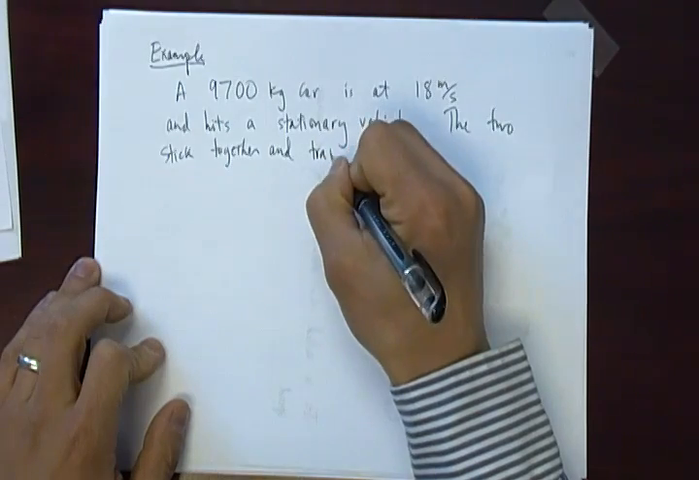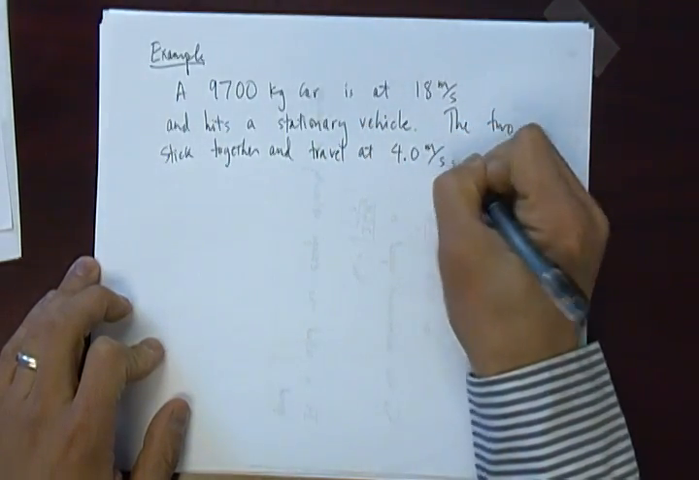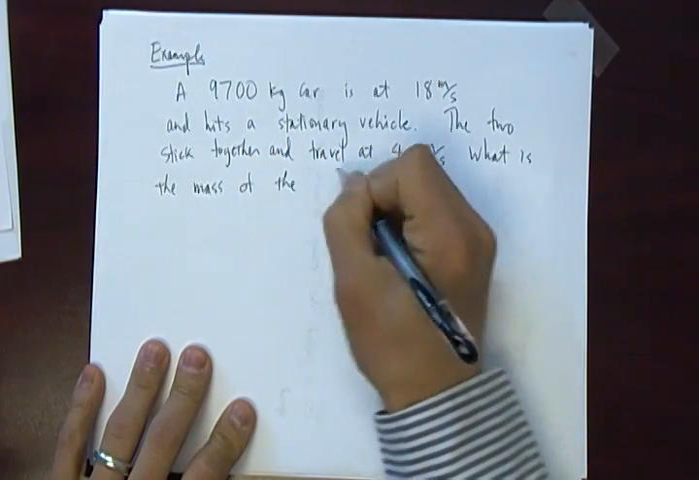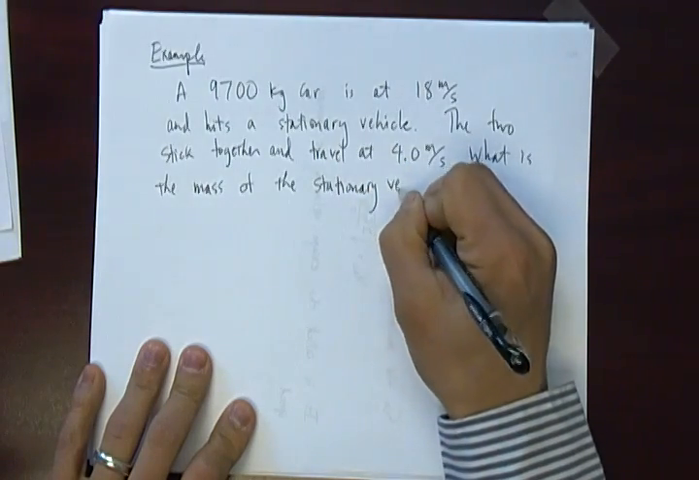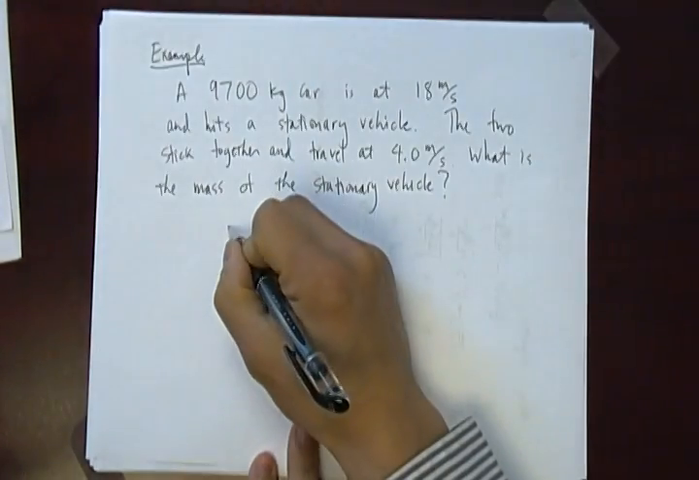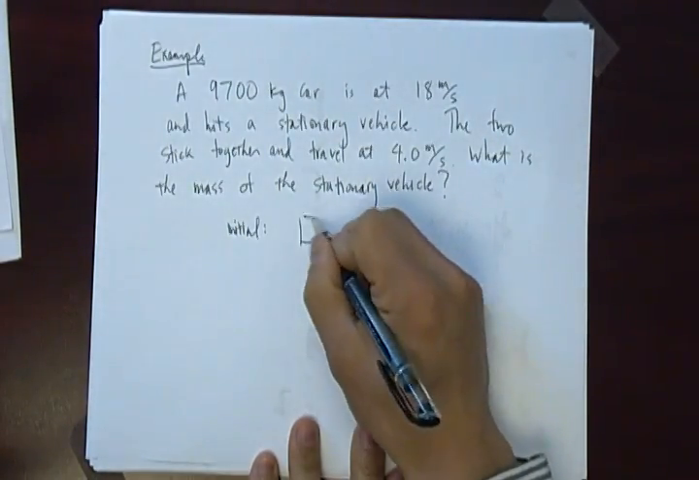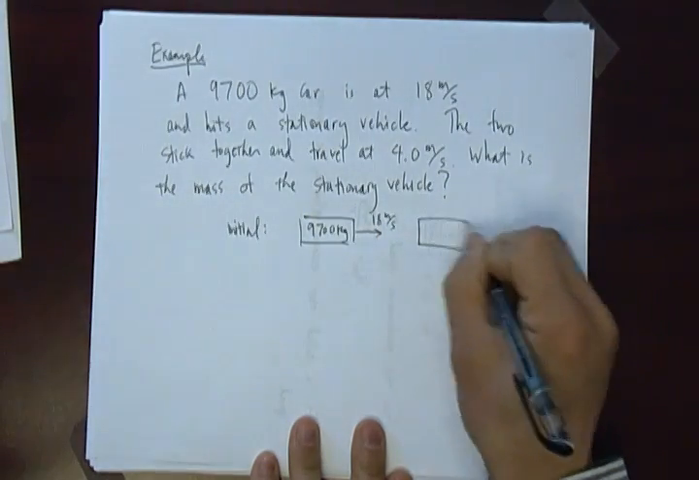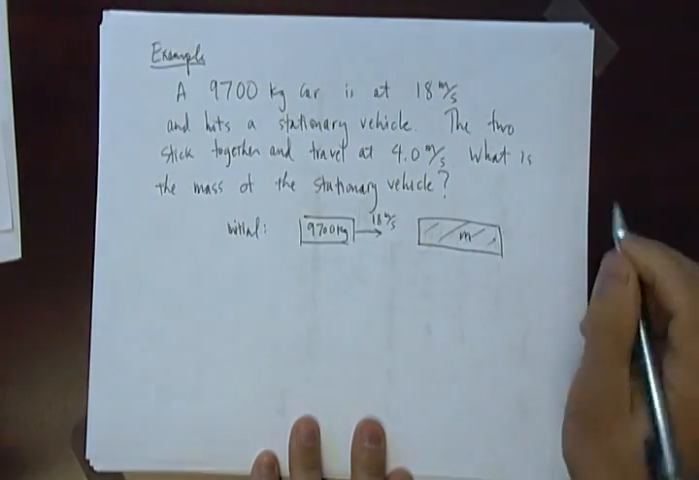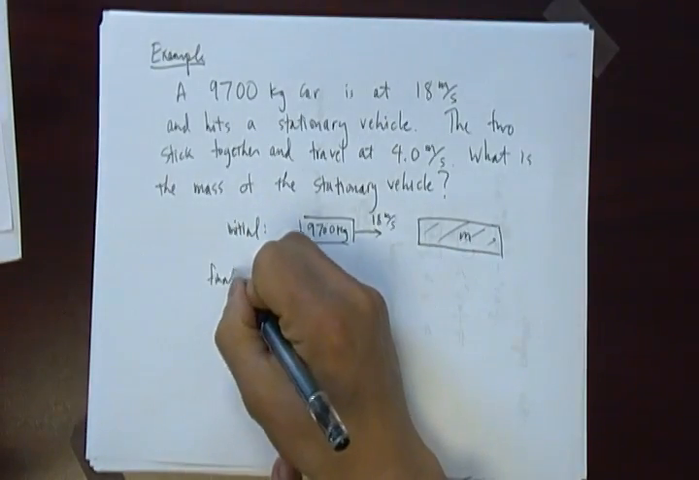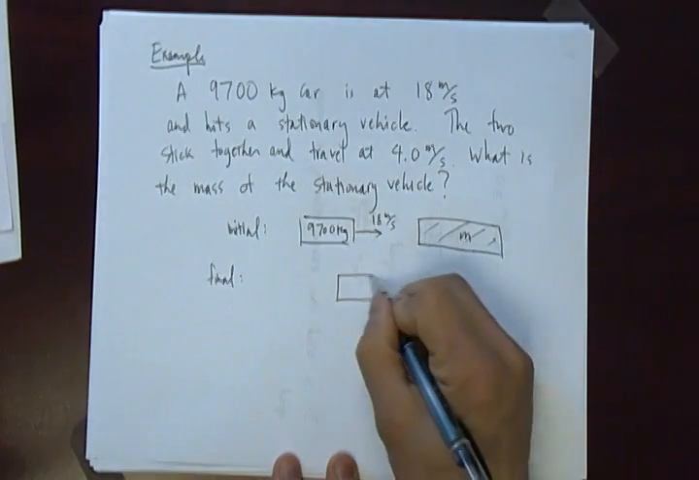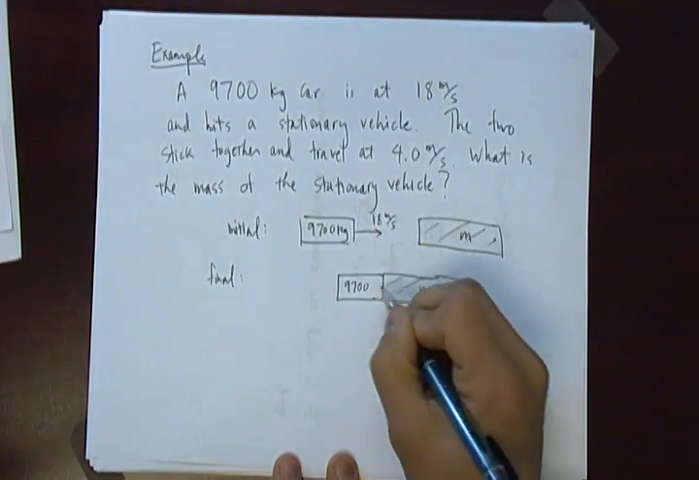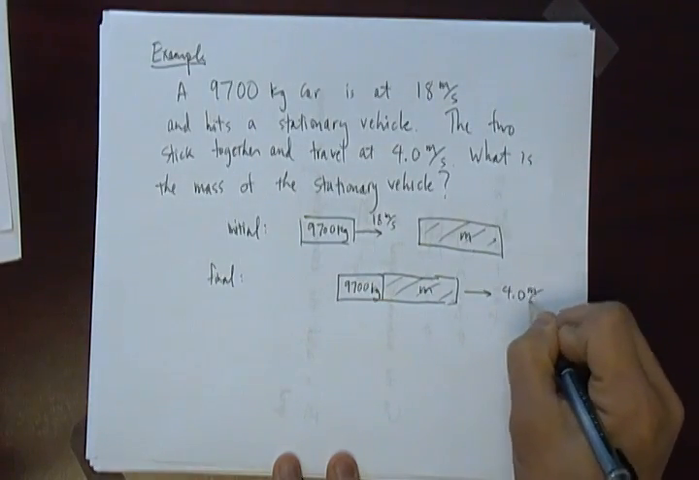And they travel at 4 meters per second. And the question is, what is the mass of the originally stationary vehicle? Okay, so let's draw a little diagram of what we have initially. We have our 9,700 kilogram car going this way at 18 meters per second, and we have some big stationary object here with a mass m that we're trying to solve for, and it's not moving. And in the final picture, we have the things stuck together. Maybe the fenders are attached. Mass m here, 9,700 kilograms, and this whole unit is moving at 4 meters per second.